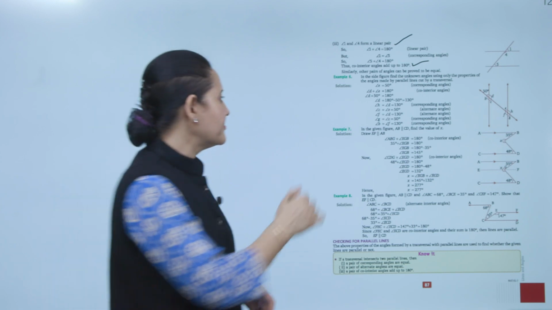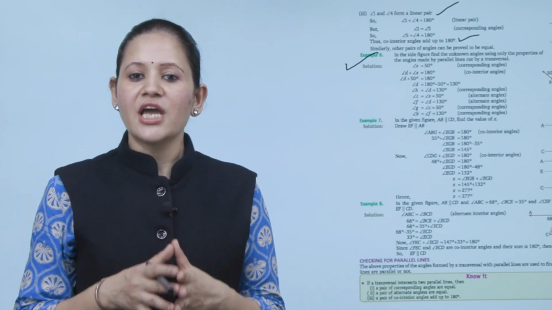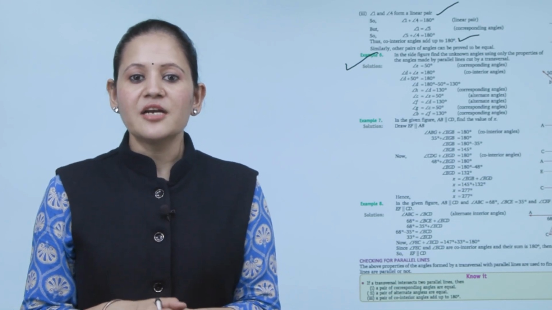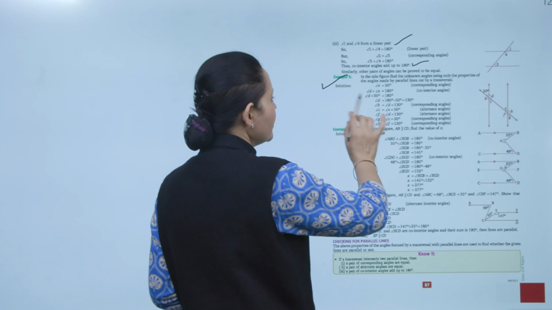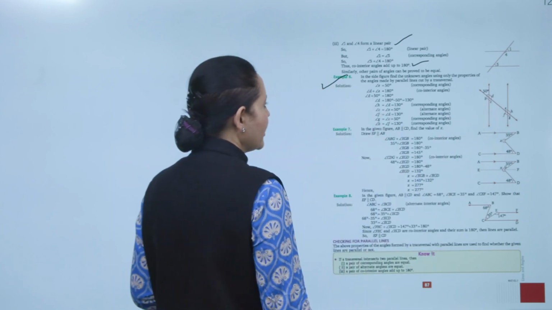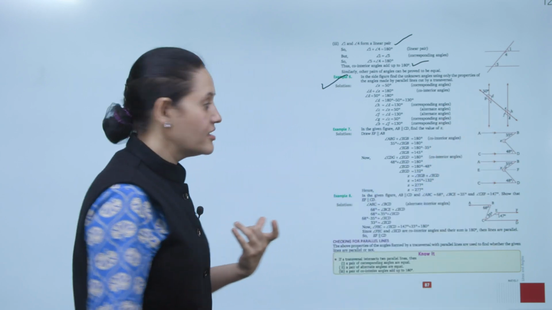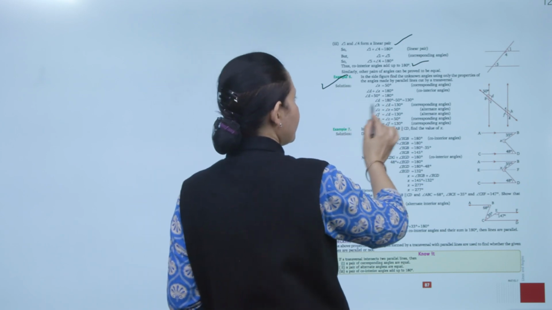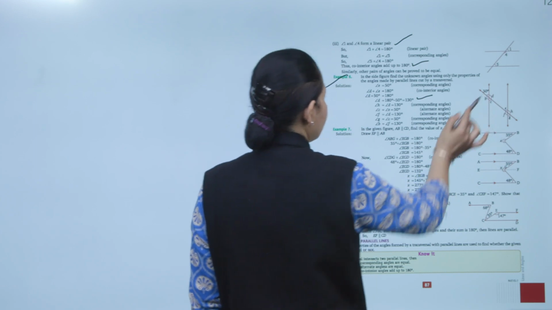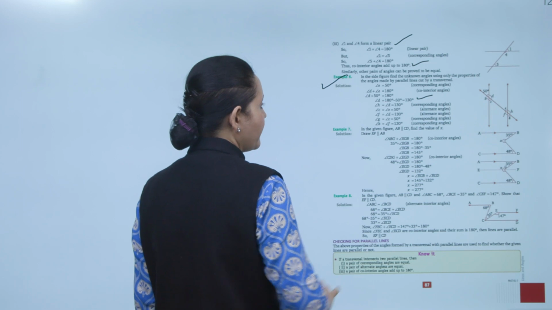Now we'll take an example. In the side figure, find the unknown angles using only the properties of the angle made by the parallel lines cut by the transversal. So here solution, angle E equals to 50 degree because corresponding angle है D and E, 180 degree हो जाएगा co-interior angle. So D equals to 180 minus 50, 130 degree. Now angle H and D are corresponding angles, so equal होंगे, so that is also 130 degree.